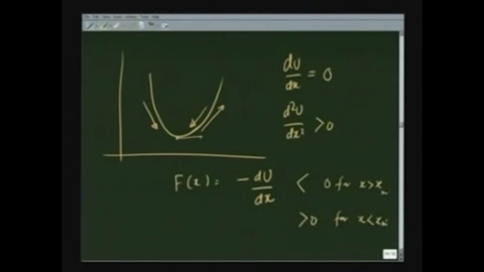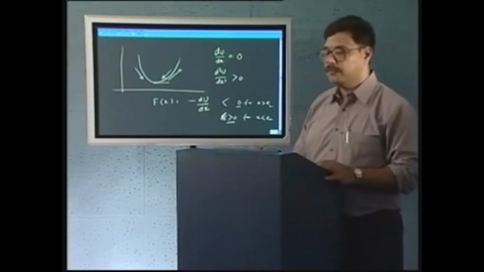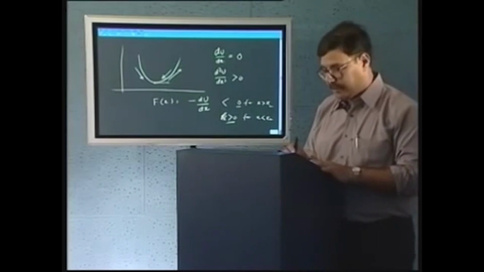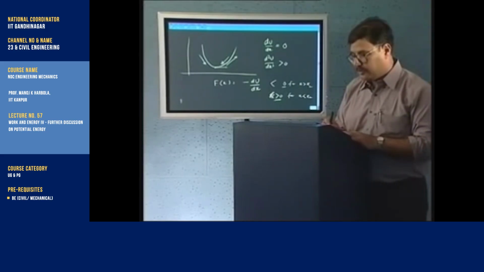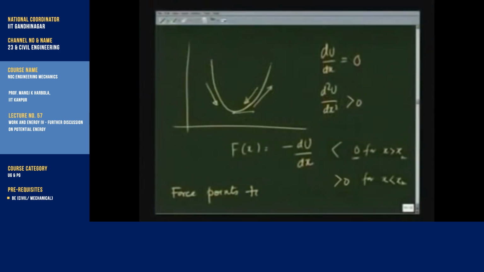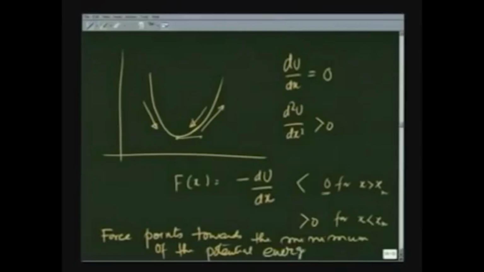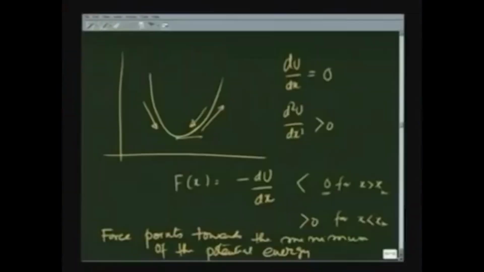So, you see the force points in the positive direction if you go to the left of the minimum, and in the negative direction if you go to the right of the minimum. Therefore, the force always points towards a minimum. So, let us write: the force points towards the minimum of the potential energy. Any particle displaced from the minimum would tend to move towards it.